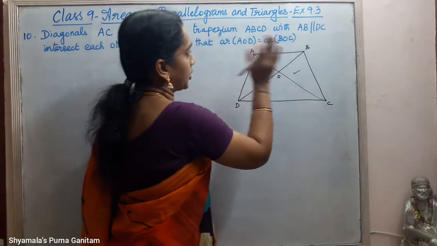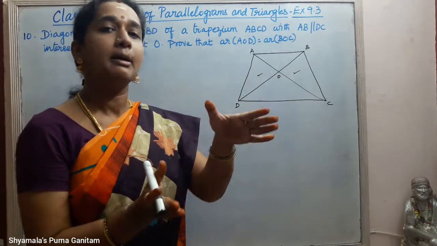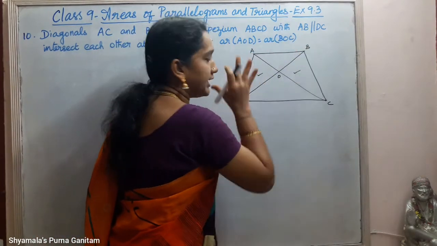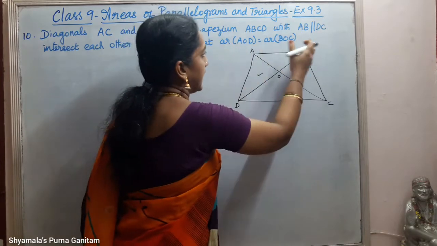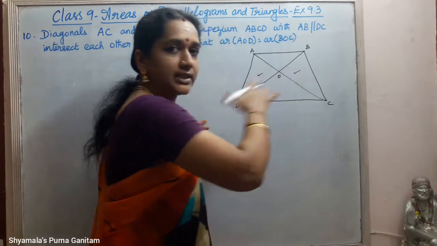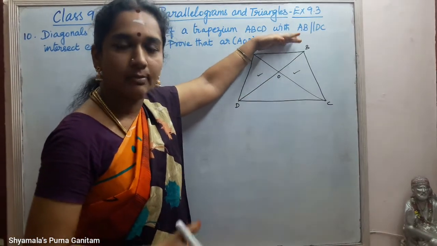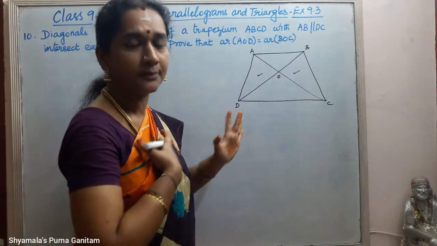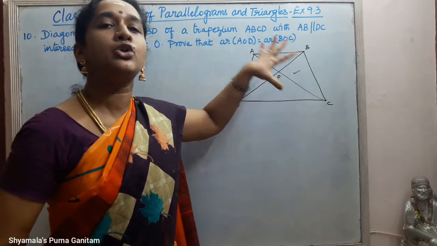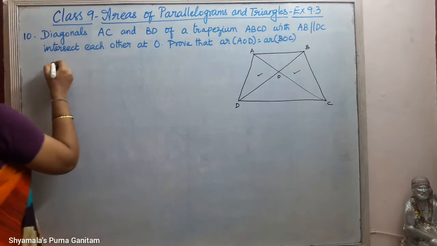In the question it is given AB is parallel to DC, so we got a parallel line. In between we are having ABD, so we will take triangle ABD and triangle ABC. AB is the common base for both the triangles, and they are between the same parallels, so both the areas are equal. We are going to use that property. First we will write what is given.